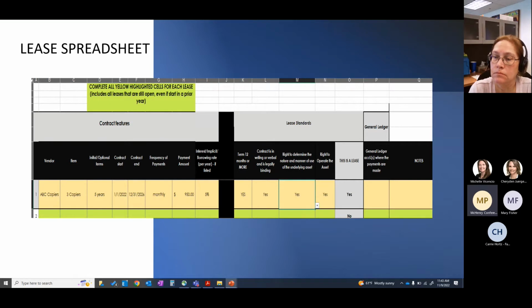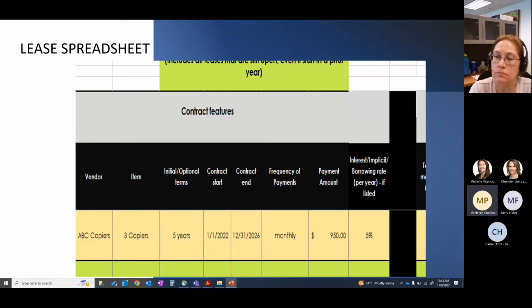So we will go through this spreadsheet then. The first part of it is just the information from the agreement. You're listing out the vendor, what the item is, the lease terms, when it starts and ends, the frequency of the payments, as well as the borrowing rate if it is in the lease agreement. That should all be fairly straightforward to get from finance or from the lease agreement. So if you can fill all that information out, that would be great.